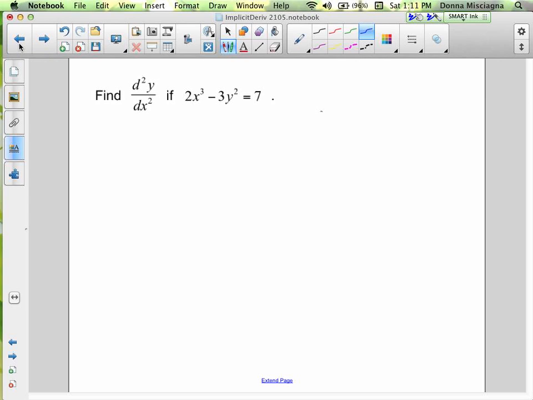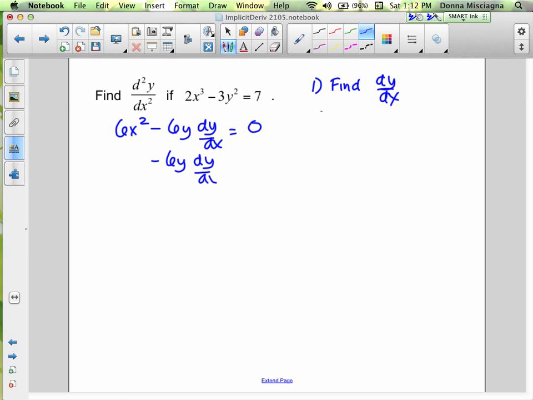To find the second derivative, what do you got to do first? Find the first derivative. So step number 1 is find dy dx. That's not a very difficult derivative to take. The derivative of 2x cubed is 6x squared. The derivative of 3y squared is going to be negative 6y dy dx, and that would equal 0. We've got to move the 6x squared, so we have negative 6y dy dx equals negative 6x squared, and then divide both sides by negative 6y.